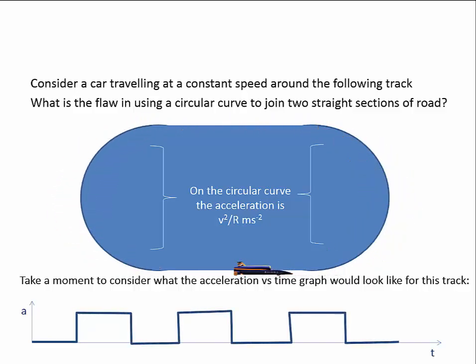So we're moving from no acceleration instantly to what might be quite a high acceleration if the curvature was high, back to 0, back to high, back to 0, back to high, back to 0. Is this going to be comfortable for the driver? So let's redraw that graph.